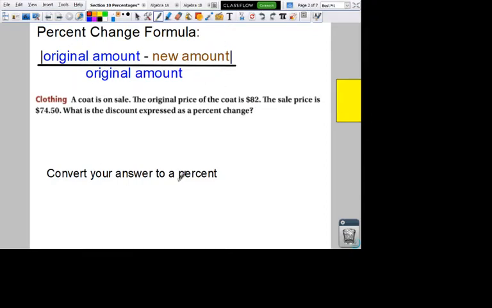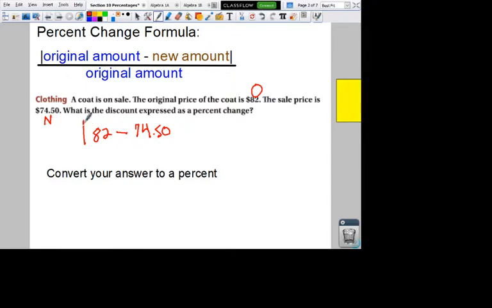So what I'm going to do is I'm going to use my formula up here. So I'm going to take my original amount minus my new amount, and I'm going to divide everything by the original. So when I look through this, what's the original price of this coat? $82, right? That's my original. But it's on sale for $74.50. That is my new amount. All I'm going to do is fill in my different pieces of my formula here. And I don't want to forget these little bars on the sides are absolute value bars. So I'm going to go absolute value of original, which is 82, minus my new is 74.50.